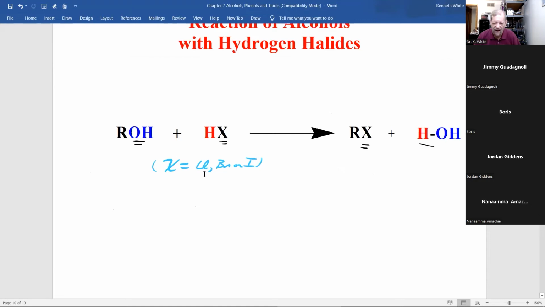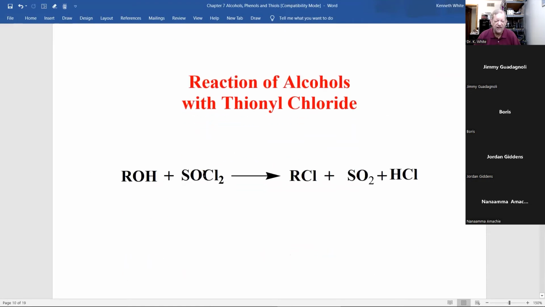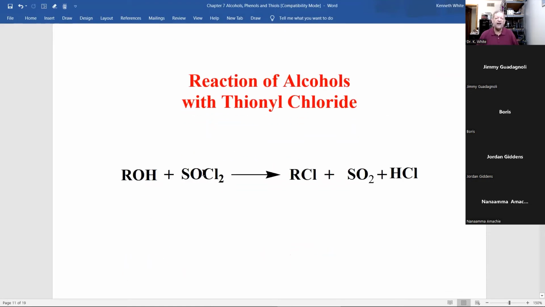Now, let's move on. The next reaction is the reaction of alcohols with thionyl chloride. Thionyl chloride, which I'll never ask you on a test what it is, SOCl2. SOCl2 is thionyl chloride. And what happens when you react an alcohol with thionyl chloride, you replace the hydroxyl group with a chlorine. And you make some inorganic stuff, which you don't have to worry about.